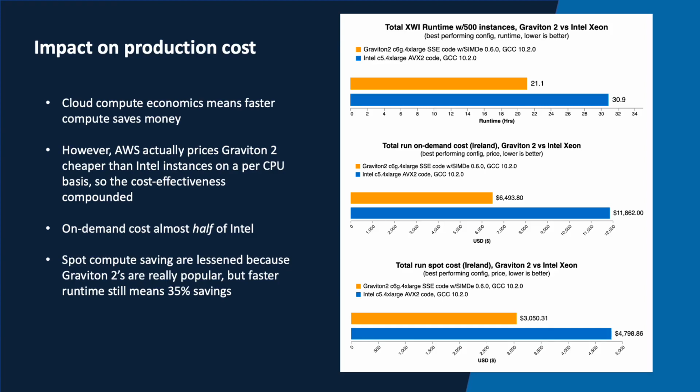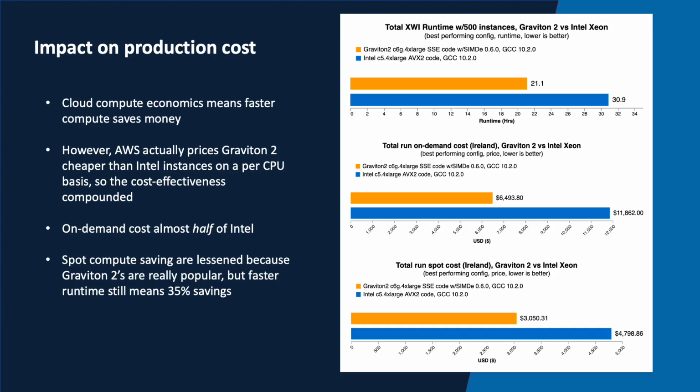And actually, what AWS has done is it prices Graviton2 vCPUs, on a vCPU basis, cheaper than Intel. Okay, so it's already faster, and also per core, per vCPU, sorry, it's even cheaper. So that cost effectiveness just sort of compounded, right?